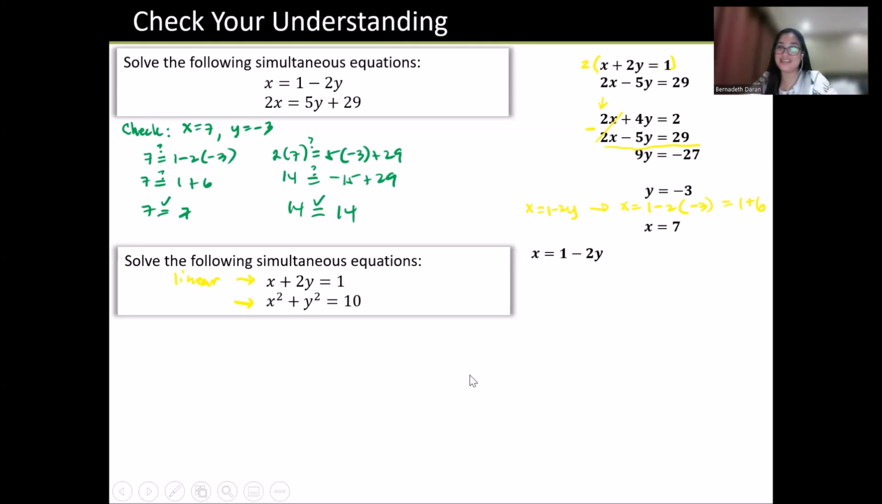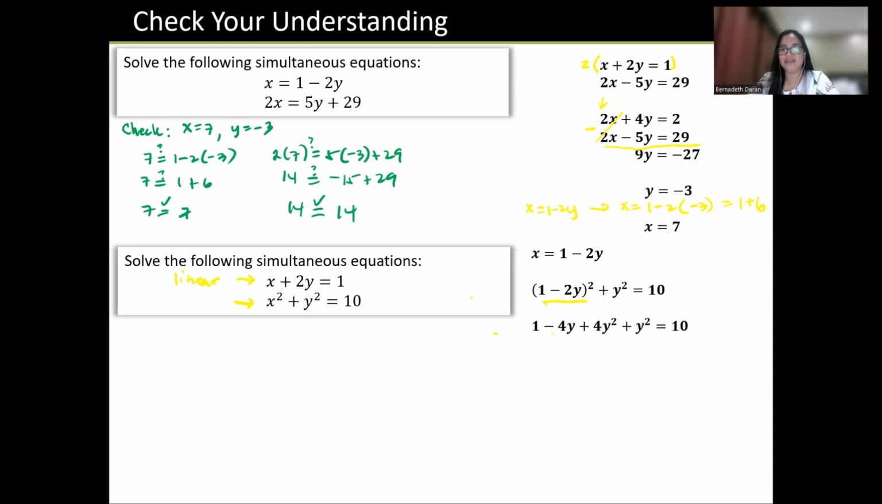Okay, so we isolate x in our first equation, right? So we solve for x, which is x is equal to 1 minus 2y. Then what do we do? We substitute x in our second equation. So we now have (1 minus 2y) quantity squared plus y squared is equal to 10. Then what do we do next? We expand the binomial, right? So we expand this into this.